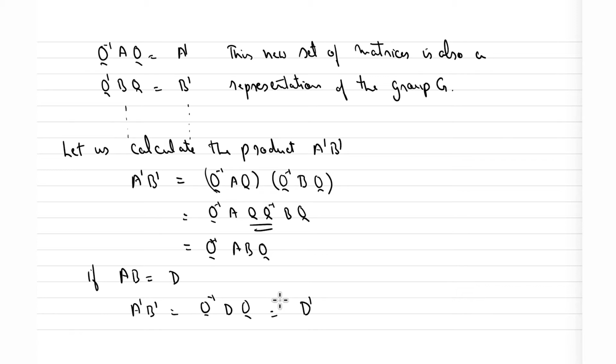Thus we can show that if A, B, and so on, D are representations of a group, then upon similarity transformation, we obtain an alternate matrix representation, which also is a matrix representation for the group G, right? So that is easy to see.